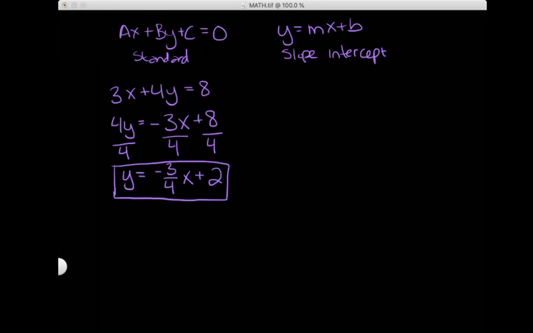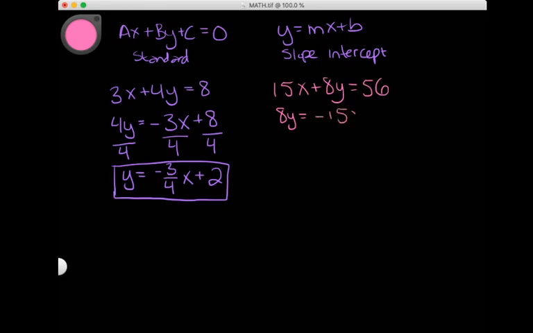So question 2 is 15x plus 8y equals 56. Again, for this one, I want to get it into slope-intercept form, so I have to get the y by itself. So I'm going to keep this 8y over here. I'm going to move the 15x to the other side. So positive 15x becomes negative 15x plus 56. Okay, so now to get the y by itself, again, I have to divide everything by 8 to get rid of this 8.